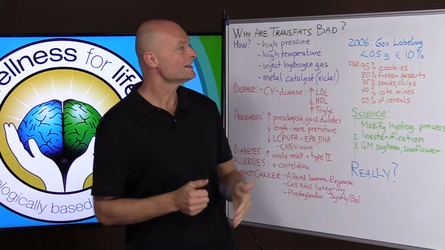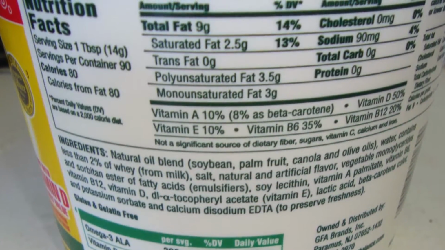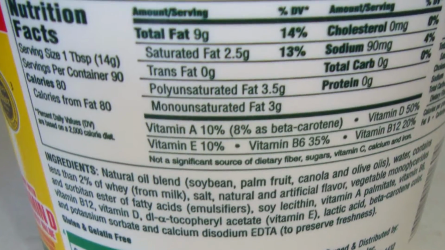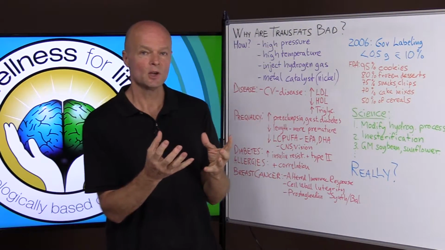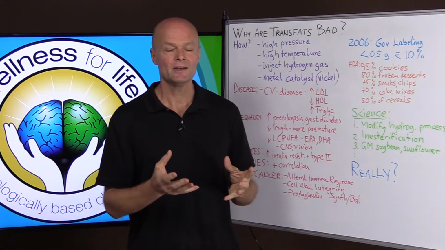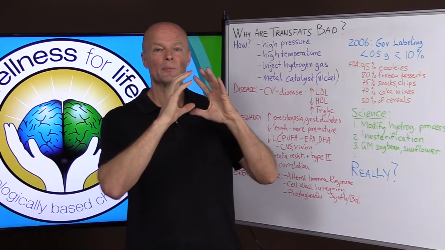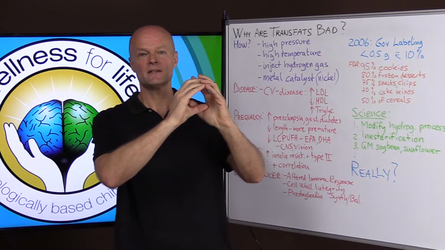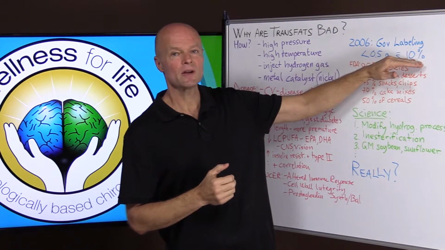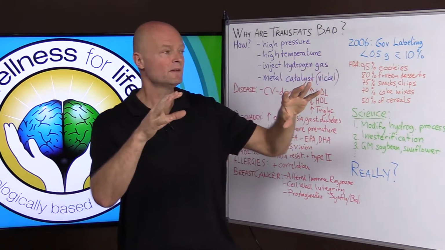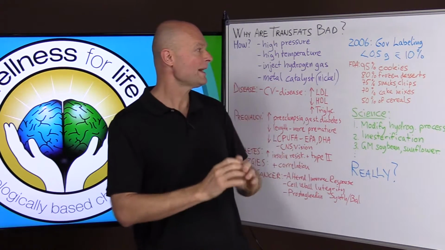So in 2006, the government started requiring labeling. And we talked about that in another video, but all they're saying is if it has less than half a gram of trans fat per serving, and you can make the serving tiny, tiny, tiny, then you can label the product 0 grams of trans fat. So we have all these products that have up to 10% trans fats. They're riddled with this nasty stuff, and they still get to put a big fat 0 on the package.